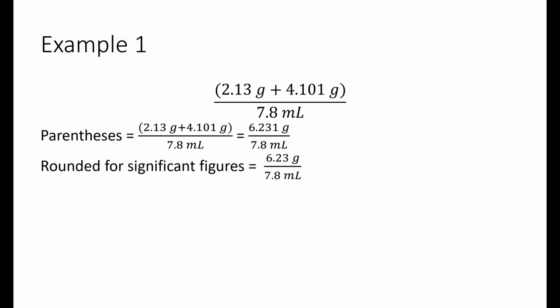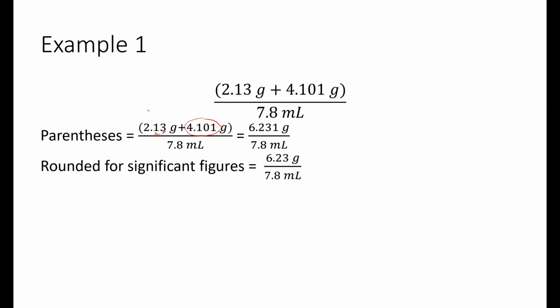Now I need to round that value for significant figures. Since the initial value had 2 decimal places, so it went to the hundredths, this value goes to the thousandths. I'm going to make sure and round to the least decimal places. So that's the hundredths. That's where I get my 6.23. It's rounded to the hundredths place.